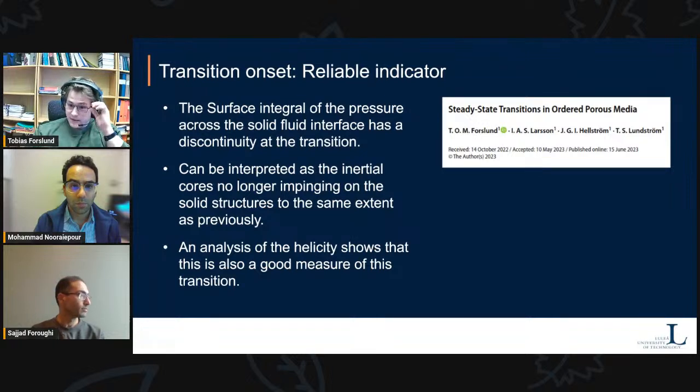So this is also actually published research. So you can look it up if you want to know the details of it in this article, Steady State Transitions in Ordered Porous Media.